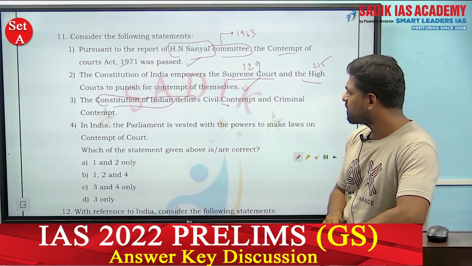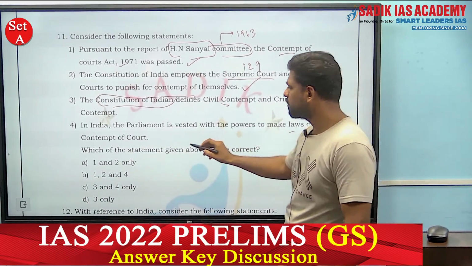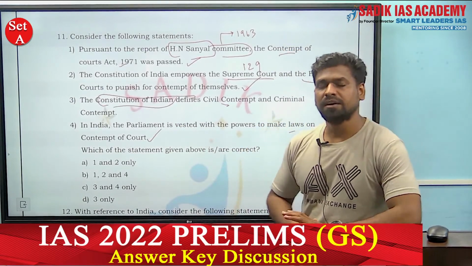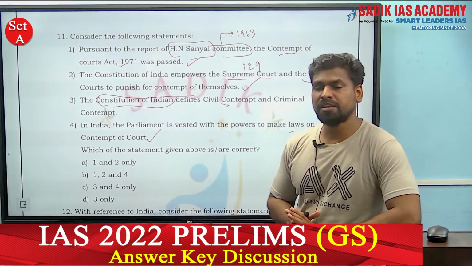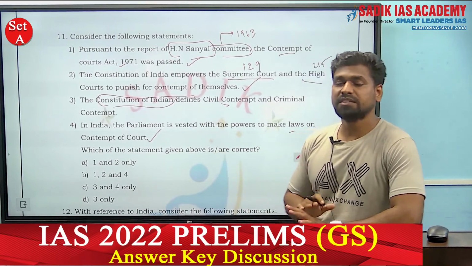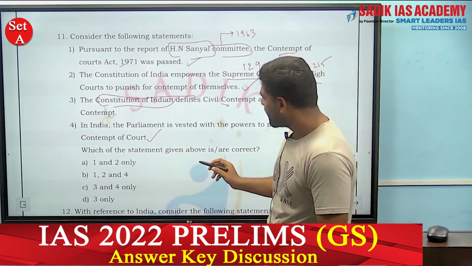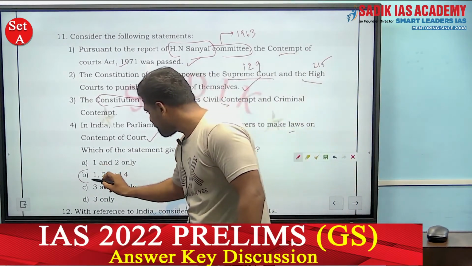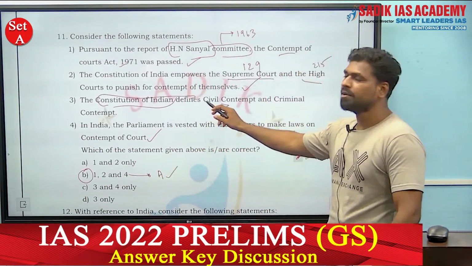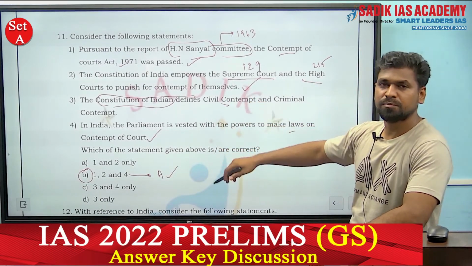What about the 4th statement? In India, the Parliament is vested with the powers to make laws on contempt of court. This statement is true. Article 129 empowers the Parliament only to make regulations with respect to contempt powers of the Supreme Court, whereas it cannot curtail the powers of the Supreme Court with respect to contempt. Therefore the right answer is B, 1, 2 and 4. Because we have eliminated statement number 3, we could have easily derived the answer, which is option B.